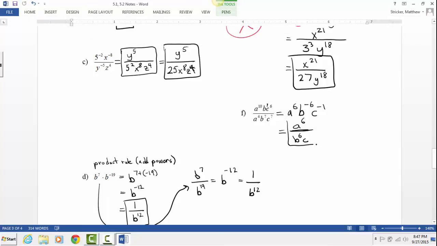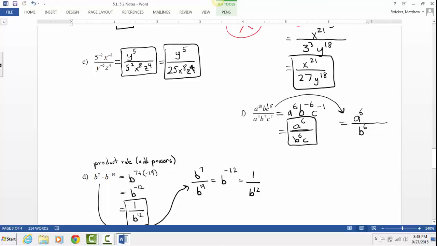We get our answer, a to the 6th over b to the 6th c. Of course, another way to think about this is use that idea of what's on the top and what's on the bottom. I have 10 a's on the top, 4 on the bottom. 4 of those from the bottom will cancel with 4 from the top, leaving 6 extra a's on the top. And with b's, I have 1 b on the top, 7 on the bottom. That would leave 6 b's on the bottom if I canceled 1 from the top and the bottom.